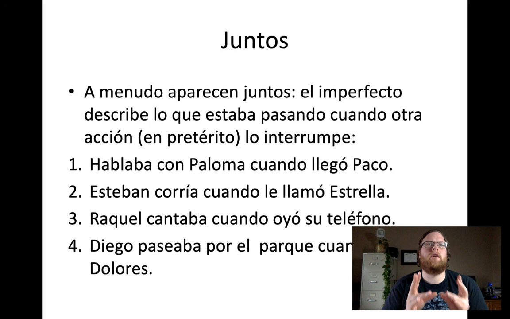So a lot of times, again, we're going to use the imperfect kind of to set the scene. This is what was going on. This is our background. And then this is our focus. This is the main thing. This happened within that background when we're narrating something, when we're telling a story in the past. So very often they go together.